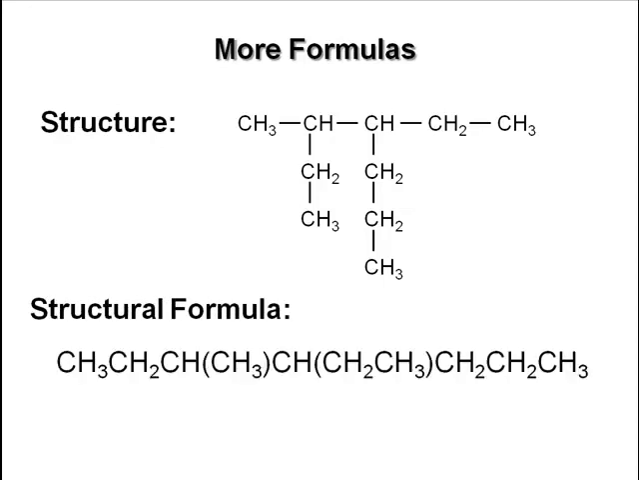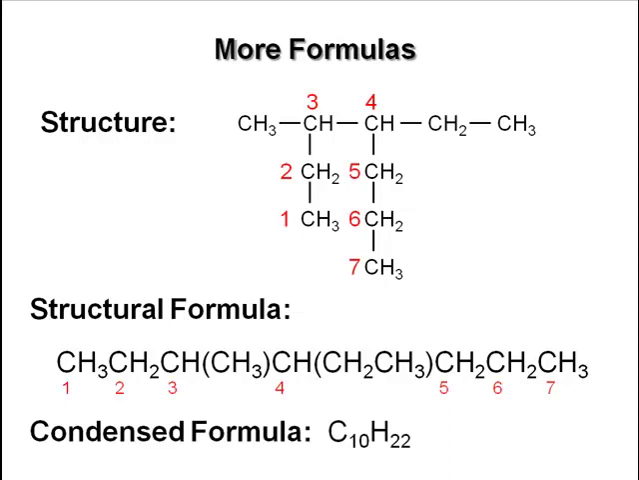Now, if you have a structure, the structural formula would look like that for that molecule. Parentheses, you'll notice, are for the groups. So this is a methyl group, this is an ethyl group. The parentheses indicate the groups when they are attached off of the main chain. A condensed formula, which includes all the atoms, C10H22, would be the condensed formula for this particular molecule.